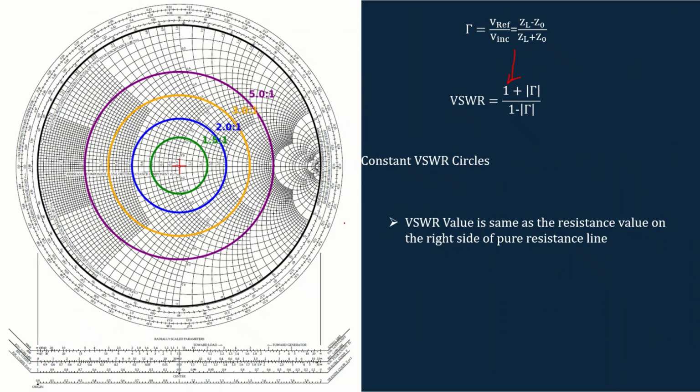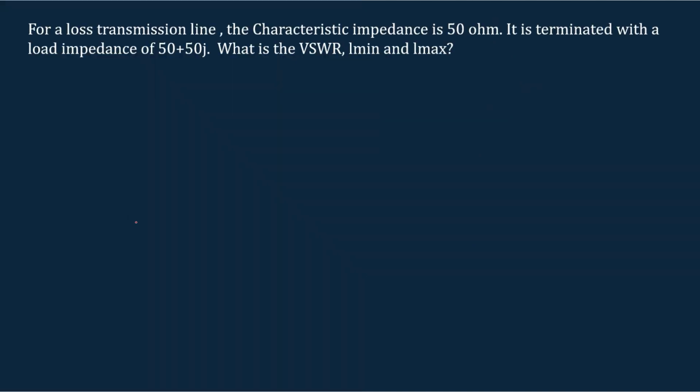So this is one of the properties of VSWR and the pure resistance line. The intersection point of the VSWR circle and the pure resistance line will actually indicate the VSWR value. So let's consider a real-time scenario in order to find out what the VSWR is and what the positions of L min and L max are.